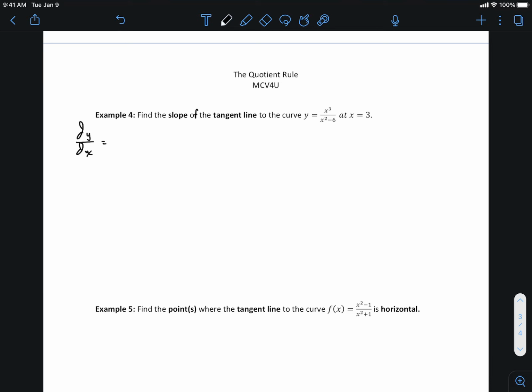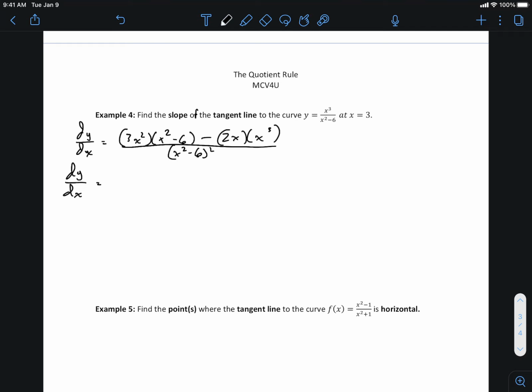Okay, and we know we have to derive the top. So it's 3x squared multiplied by the bottom, x squared minus 6. And then we have to subtract off, we're going to derive the bottom, which is 2x, and then multiplied by the original top, x cubed. And all of that needs to be divided by x squared minus 6, squared. Okay, so let's do some cleanup.